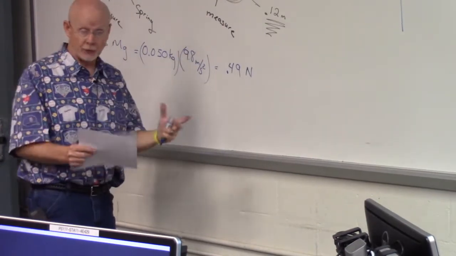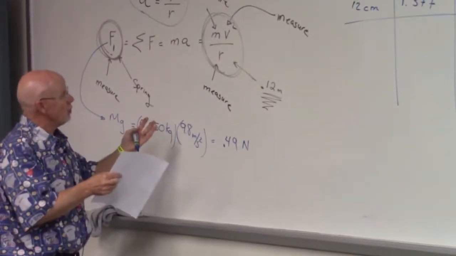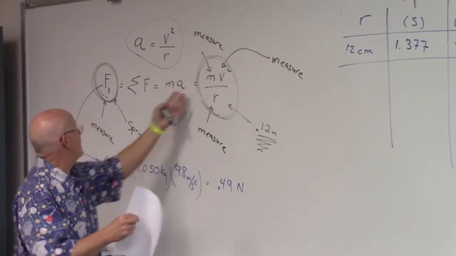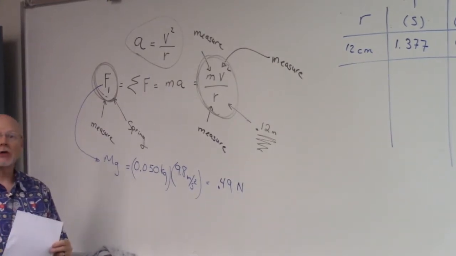Because that's what we're trying to prove. That's what we're trying to verify. That's what the whole experiment is about. Is it true that mv squared over r is equal to all the forces when an object goes in a circle?